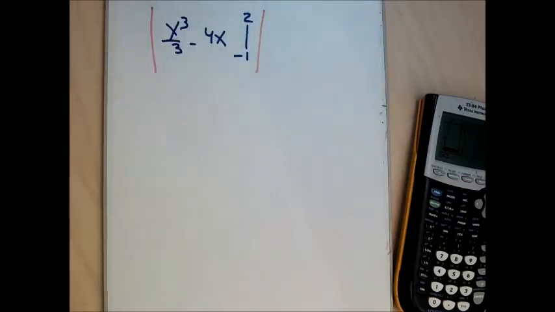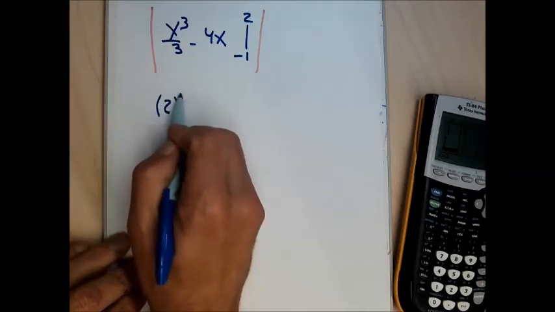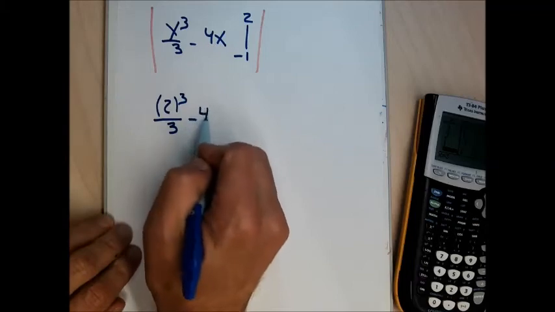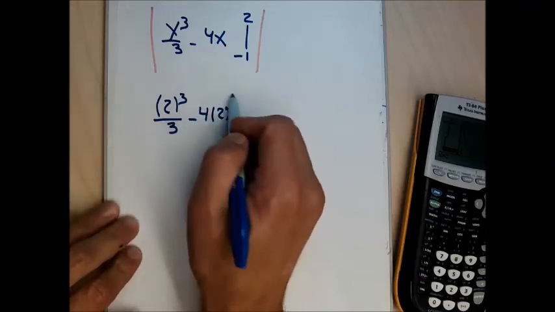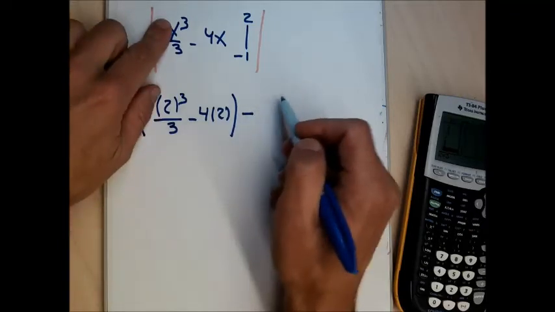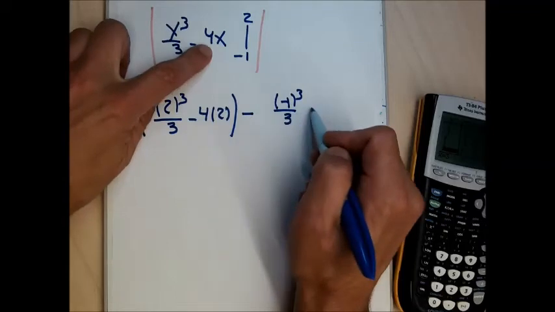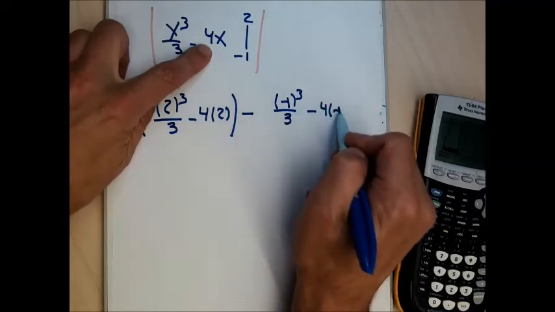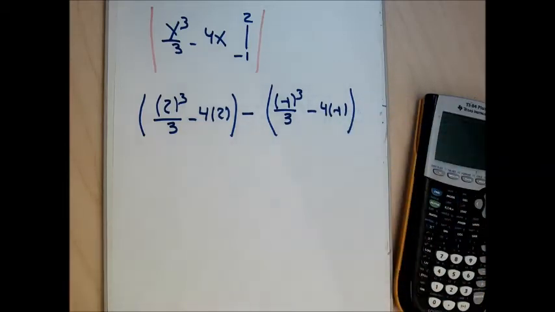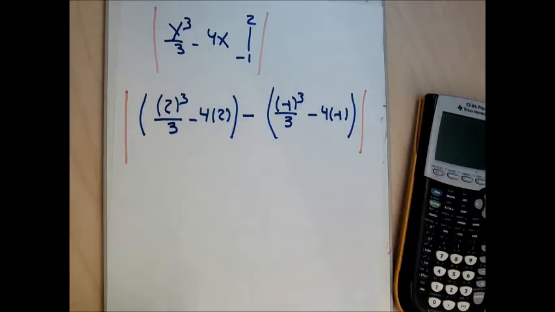And let me do this the best I can by plugging in 2 for x and doing 2 cubed over 3 minus 4 times 2. I'm going to put that result in a parentheses, and then minus -1 cubed over 3 minus 4 times -1. Put that result in a parentheses. This whole result is going to come out negative. I'm going to make it positive by taking its absolute value.